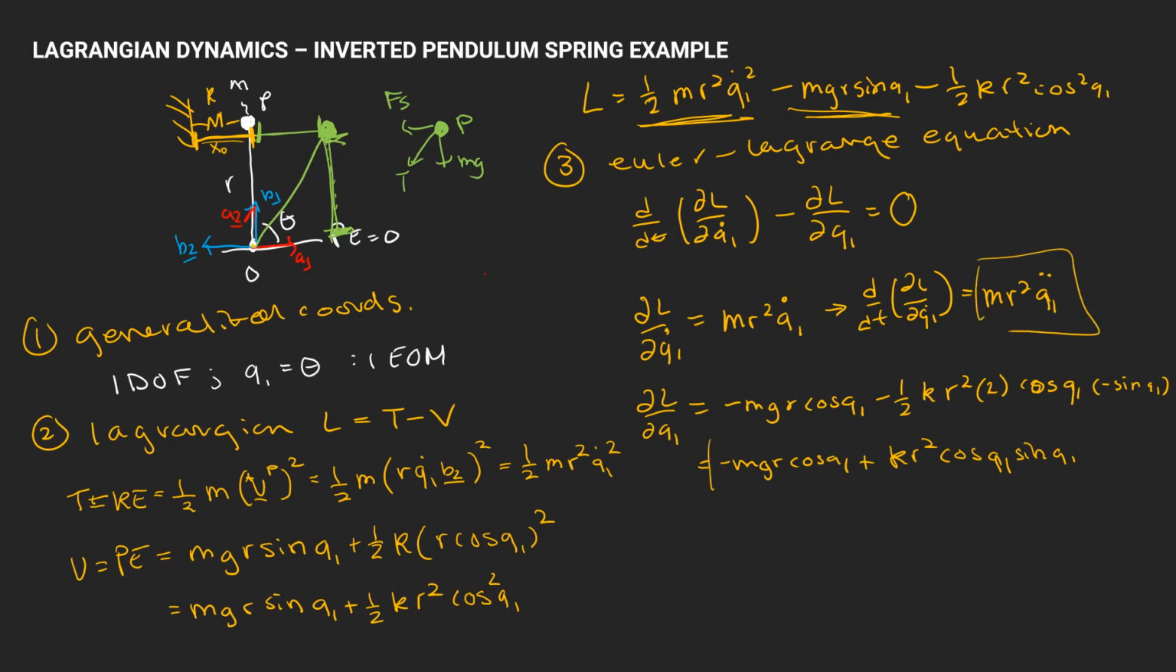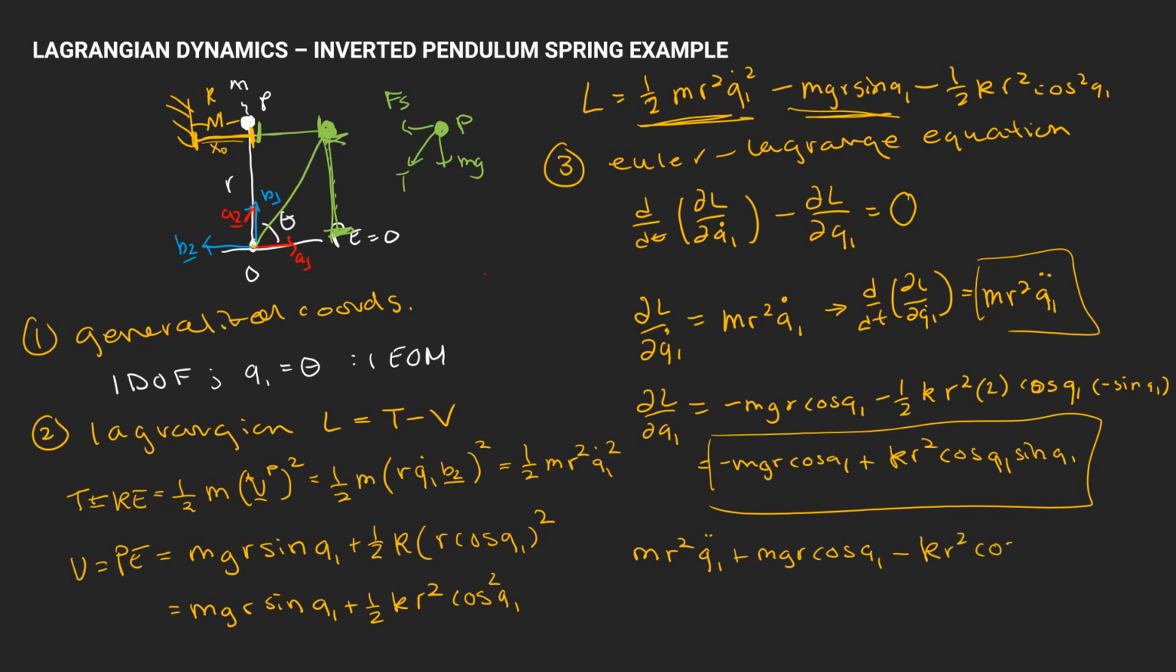And then we plug these terms into our full Euler-Lagrange equation. So we end up with mr squared q1 double dot, and then here we have minus this term, so this becomes plus mgr cosine of q1, and then this becomes minus kr squared cosine q1 sine q1, equal to 0.